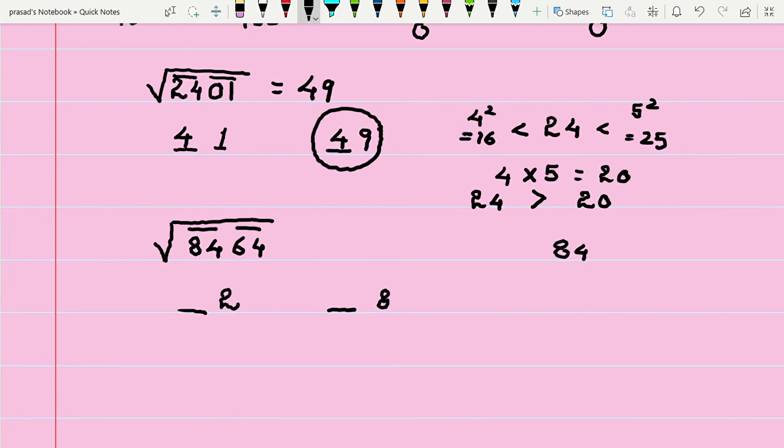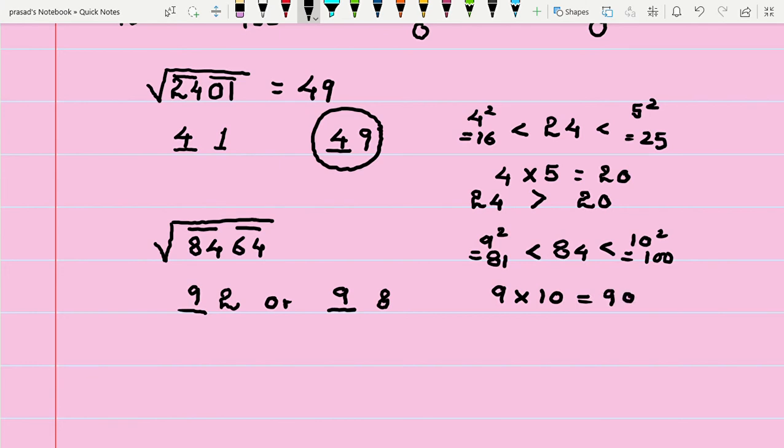84 lies between which two perfect squares? 9 square is 81, which is smaller, and 10 square is 100, which is greater. Now out of 9 or 10, fill with the smaller number. So either 92 or 98. Now how to select the correct one out of the two? Take the product. 9 into 10, that is 90.